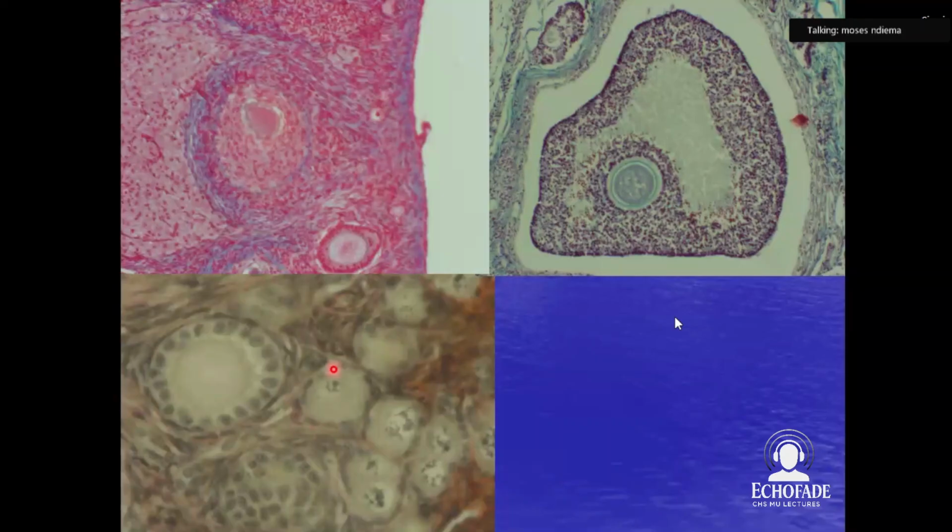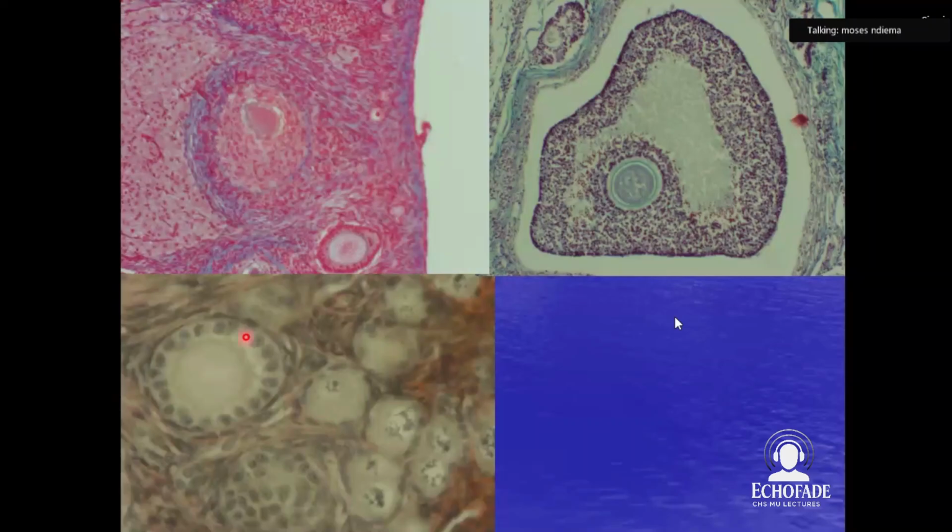That follicular cell, under the influence of follicle-stimulating hormone, then transforms and becomes cuboidal. So we have a single layer of cuboidal cells. This is now what we refer to as the primary follicle. This we refer to as the primordial follicle.